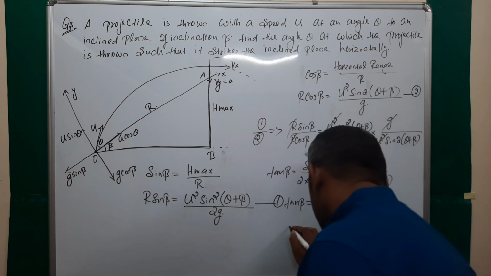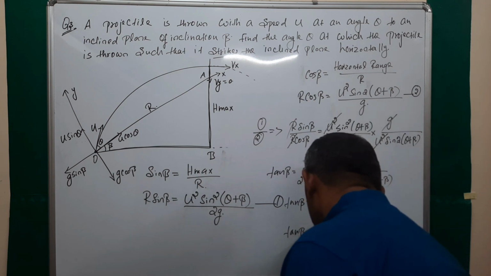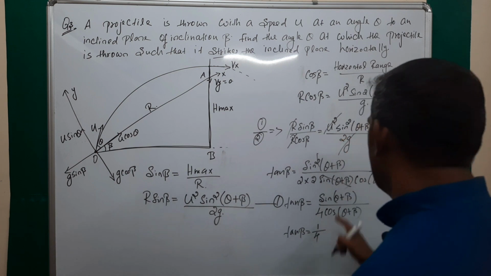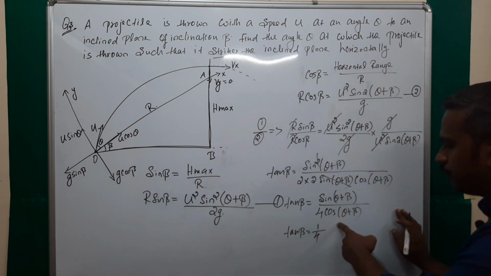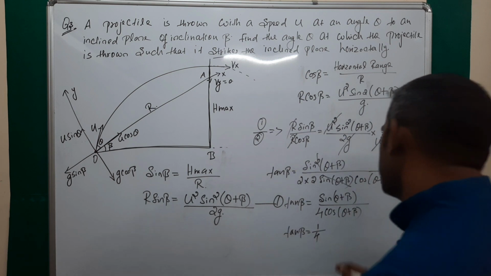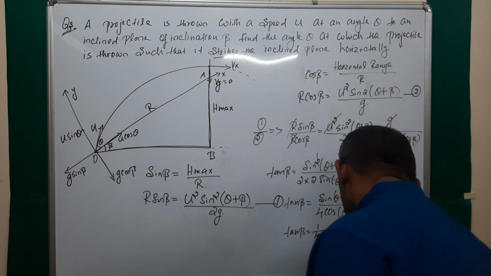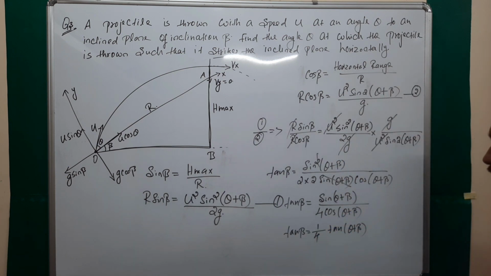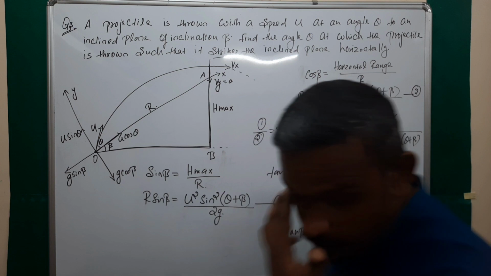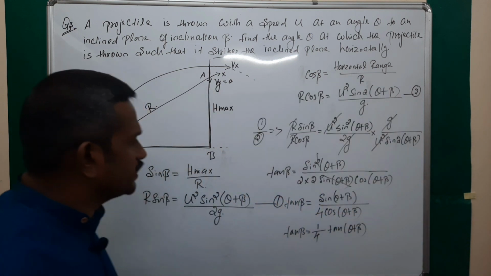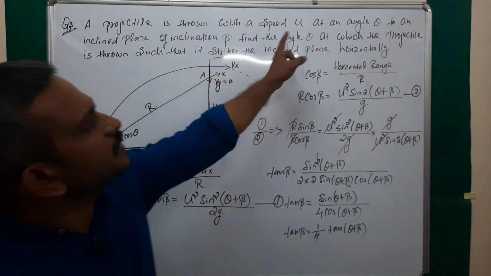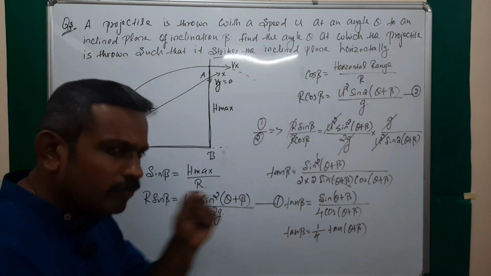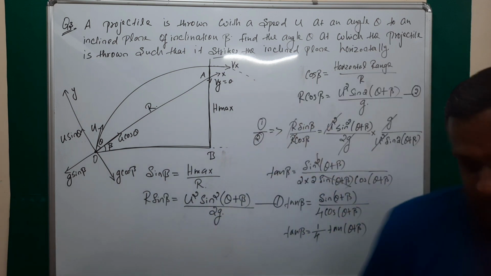So tan beta is equal to 1 by 4 into sin theta plus beta divided by cos theta plus beta, that is tan theta plus beta. Remember, we have to find theta, the angle theta at which the projectile is thrown such that it strikes the inclined plane horizontally. So remember that this is tan theta plus beta.